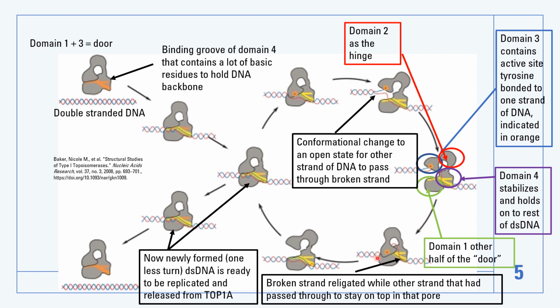Here you can see how the domains have their own roles, with the conformational change of the enzyme occurring as a covalent bond is made and the other strand is able to pass through the broken strand, lessening the torsion by one turn. Domain 2 is clearly shown to be a hinge for the doors when conformational change is occurring, the doors being domains 1 and 3 holding the active site. The hole by domain 2 creates the space to allow that intact strand to pass through that broken strand, lessening that tension by one turn, that red strand being the intact strand.